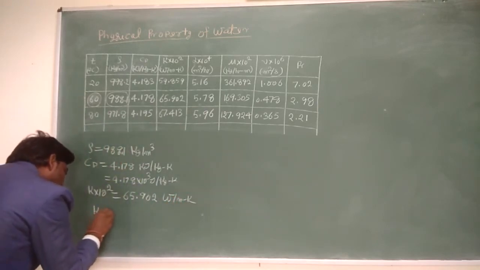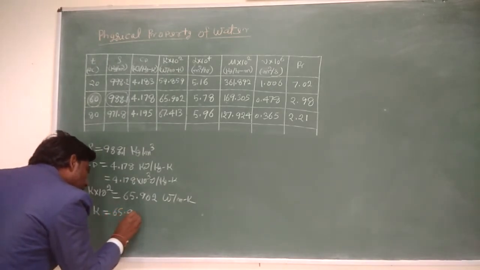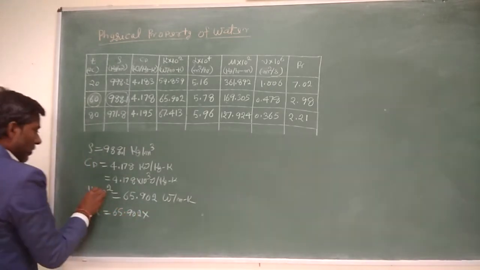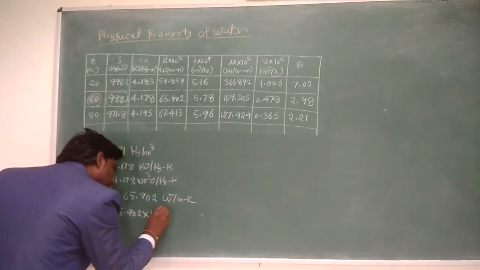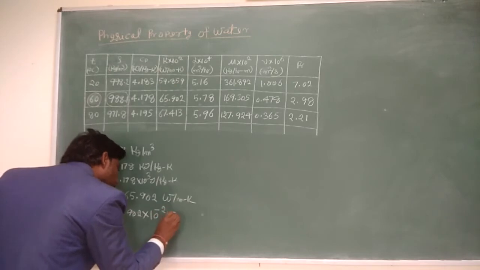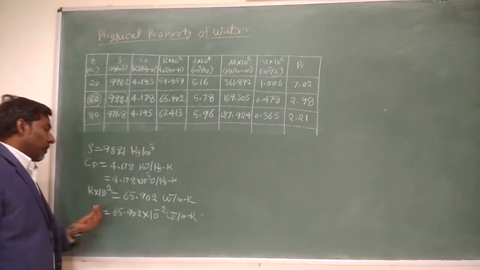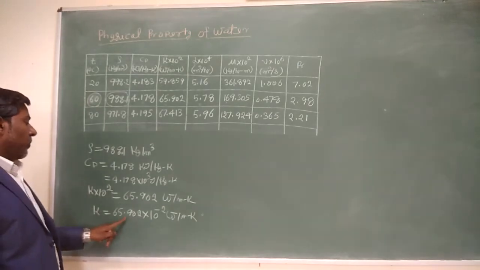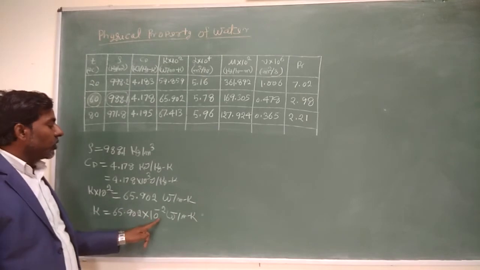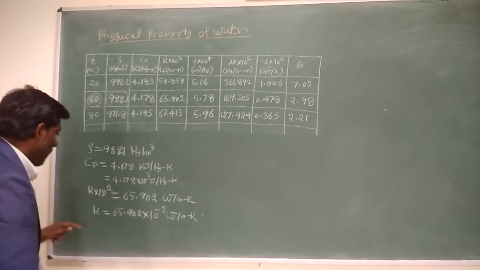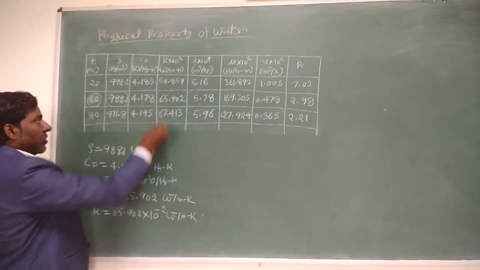Then the thermal conductivity of the fluid will be this: 65.902 into 10 to the power 2. Take it here, so this will be 10 to the power minus 2, watt per meter Kelvin. So this is the thermal conductivity. It is not 65.902 only. It is 65.902 into 10 to the power 2 watt per meter Kelvin. So this K into 10 to the power 2 is 65.902.